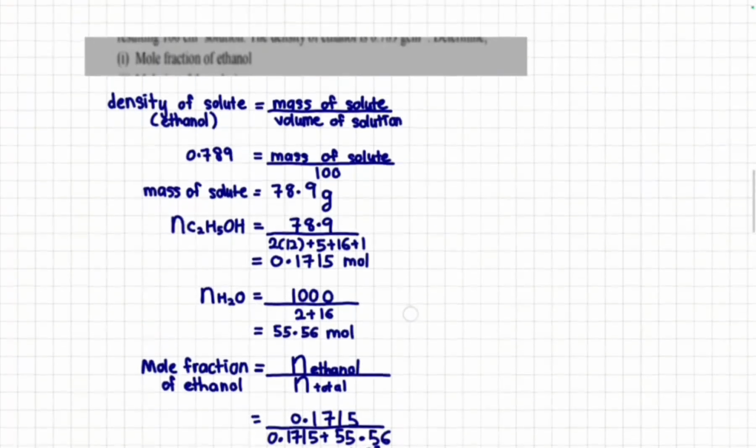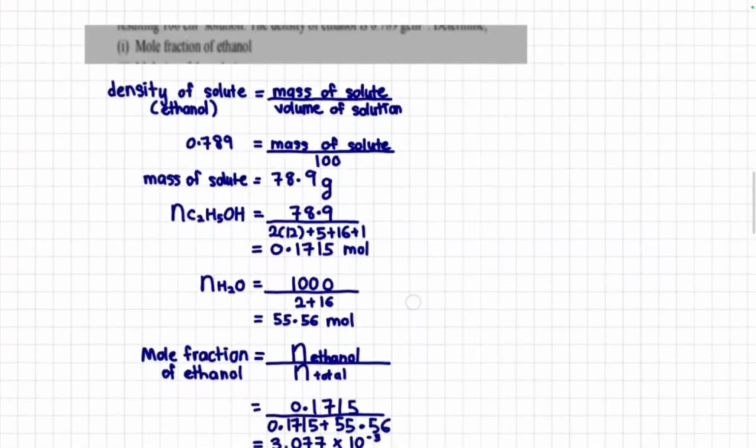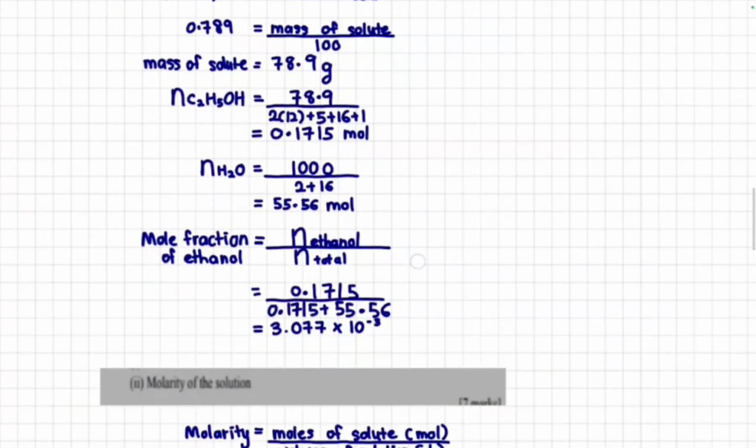We are now able to calculate the mole fraction of ethanol. First we need to know the formula for mole fraction: number of mole of ethanol divided by number of mole for the total, which is the solute plus solvent. The solute here is ethanol and the solvent here is water.